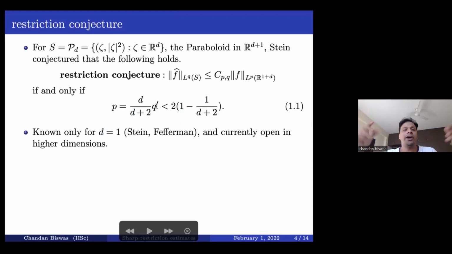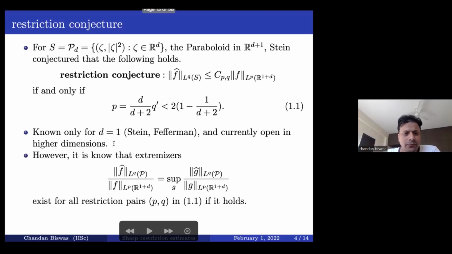So you take the parabola in R2. We know this estimate solved. And for d bigger than or equal to 2, this is currently open, although there has been much partial and important progress. However, it is known that extremizers exist for this. By extremizer, I mean there's a function f such that if we look at the supremum over all such functions g, so this is the operator norm, then there is a function f which saturates the operator norm, and we call this function an extremizer.